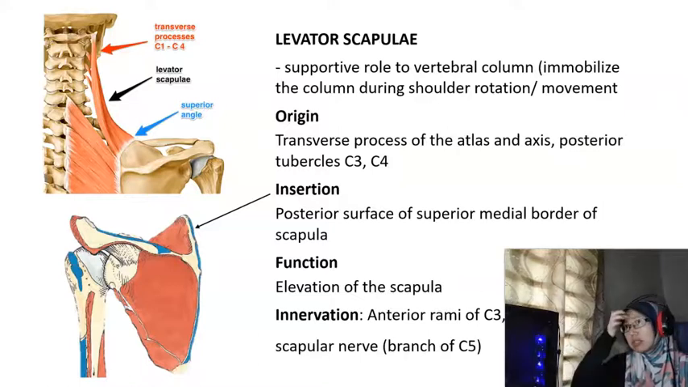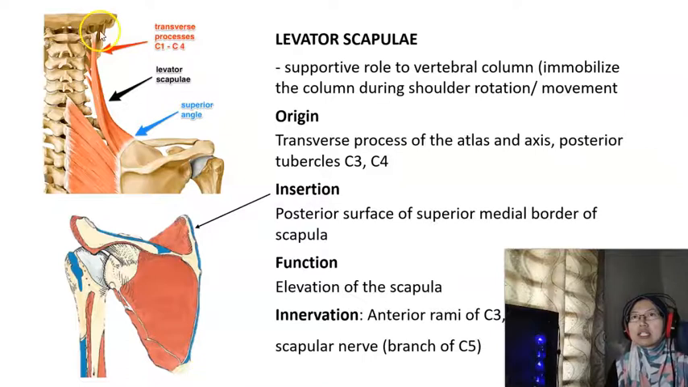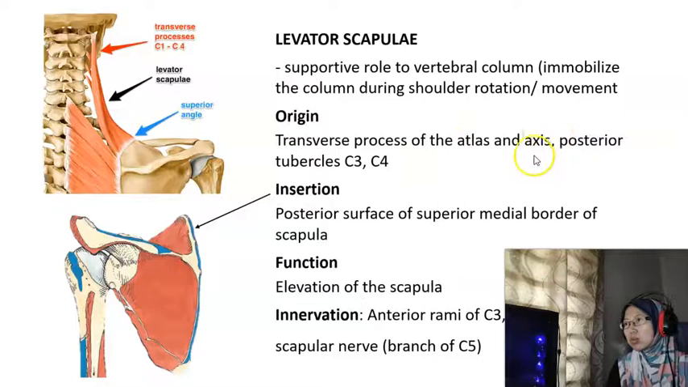Okay, next is the levator scapulae muscle. This muscle originates at the transverse process of atlas, axis, C3 and C4. For those who don't know, atlas is the other name for C1, axis is for C2. So basically, the transverse processes of C1, C2, and the posterior tubercle of C3 and C4.